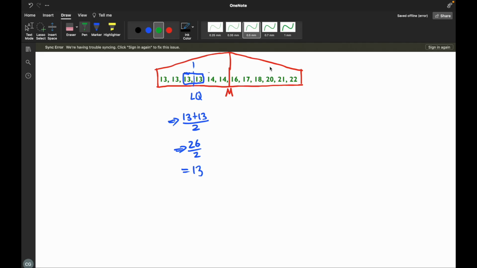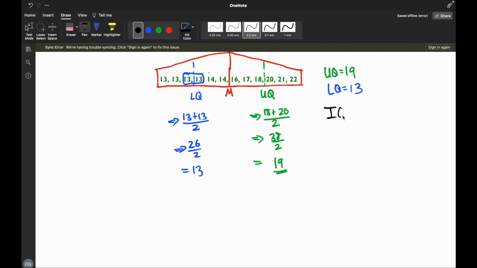Then in this half, where's the center? Between 18 and 20. That would represent my upper quartile. So here I have 18 plus 20 divided by 2, which is essentially 38 divided by 2, which gives us 19. So my upper quartile is 19 and my lower quartile is 13. Does that make sense?